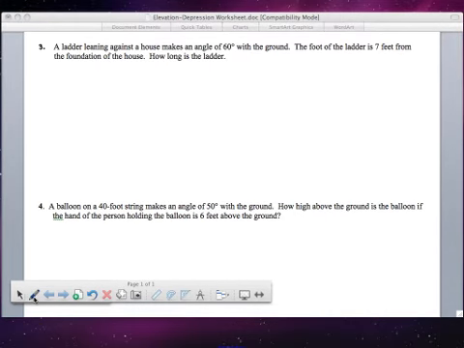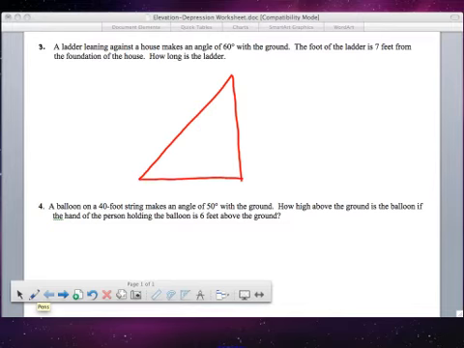So it says a ladder is leaning against the house, and it makes an angle of 60 degrees with the ground. The foot of the ladder is 7 feet from the foundation of the house. How long is the ladder? So there is my house. I know that the ladder is leaning up against this house, and I know that the angle it makes with the ground is 60 degrees. The foot of the ladder is 7 feet from the base of the house. How long is the ladder? That's the ladder.